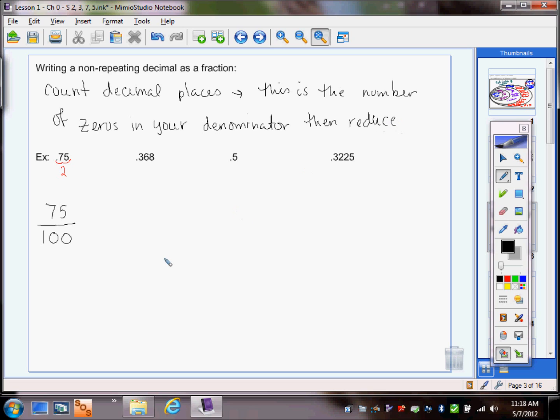And then we have to reduce. 75 and 100 will both divide by 25. And so I get 3/4.